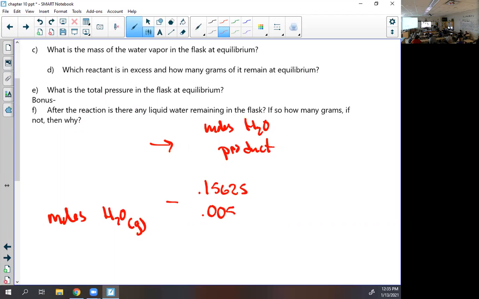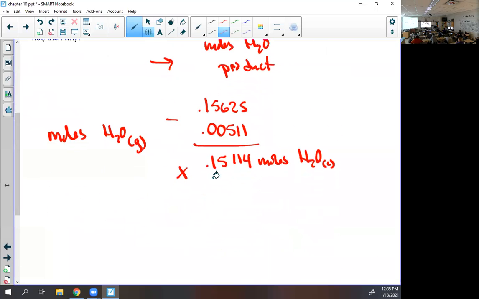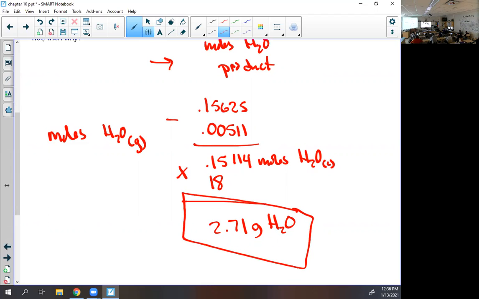No, I think that was the 0.00511. The 0.09 was when it was in grams. Oh, yeah. Okay, now this is moles of H2O liquid, so then I multiply by 18. And where did I get that one? Is that 2.7? Piece of cake.